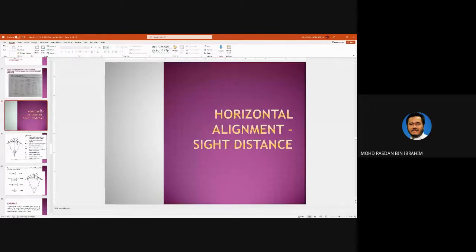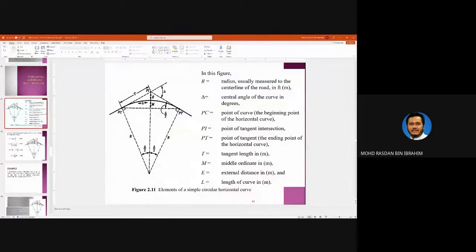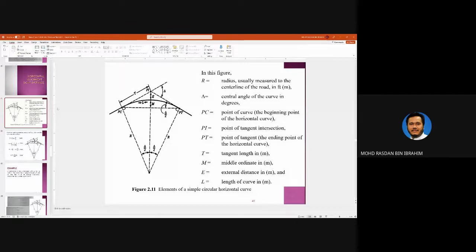Okay, horizontal alignment, side distance. Okay, so now this is horizontal. Just now it was vertical. So now side distance for horizontal alignment. So these are the elements of a horizontal curve.